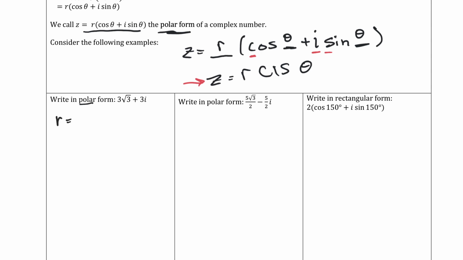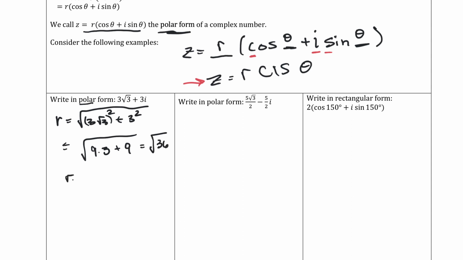So I want to find r. It's going to be the square root of 3 square roots of 3, all squared, plus 3 squared. Pythagorean theorem with the a and b pieces. This is going to be 9 times 3 plus 9. That's 36, so the square root of 36 is just 6.